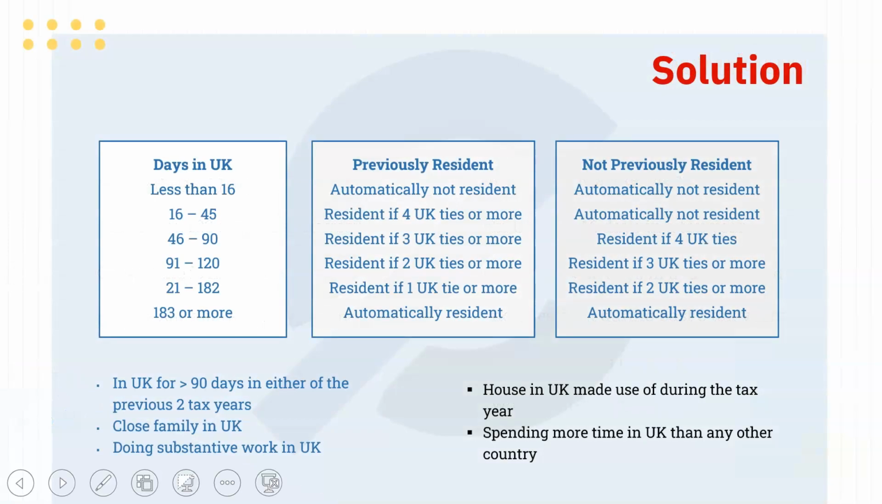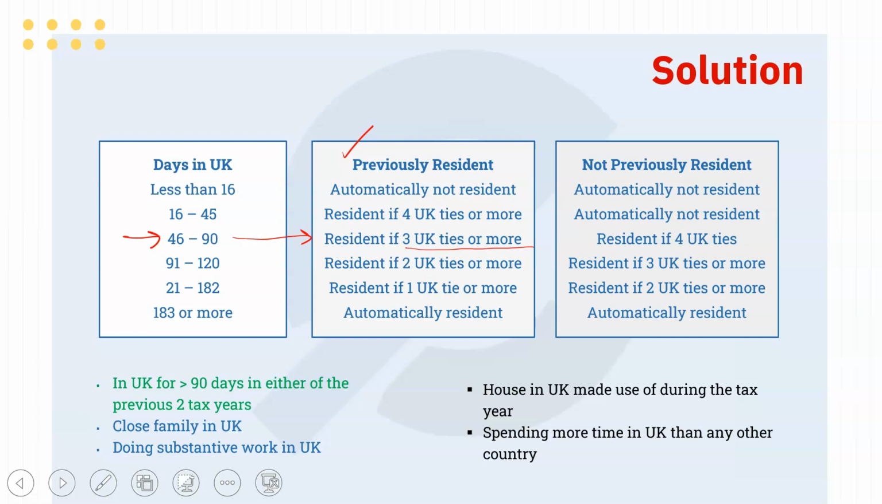Now let's look at the residency table. She was in the UK for 80 days for the tax year 23-24, and she has been a previous resident. So she needs to fulfill 3 or more ties in order to be treated as resident in the current tax year. She already meets the tie of being in the UK for more than 90 days in the previous 2 tax years. So we now need to identify 2 more ties.